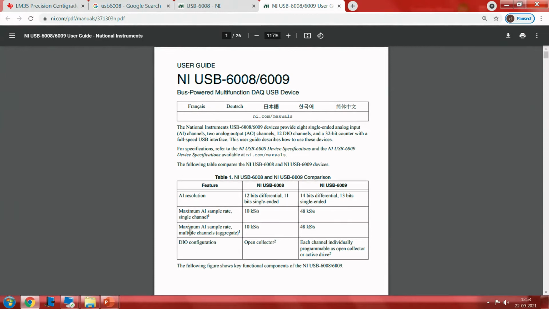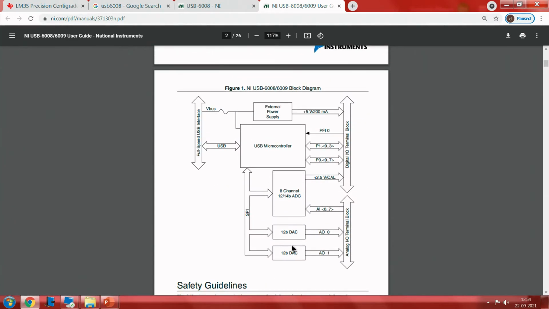Then the maximum analog input (AI) rate when we are using multiple channels is also 10 kilosamples per second. In case you require a higher sampling rate, there is another USB device called the 6009. Now the internal circuitry, the block diagram, looks in this way.